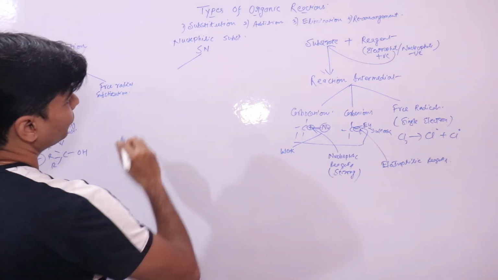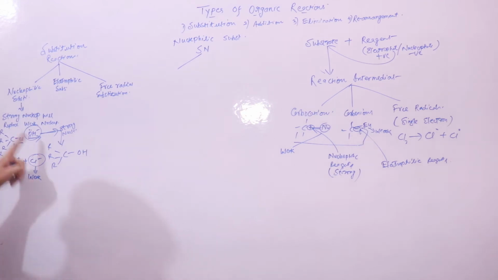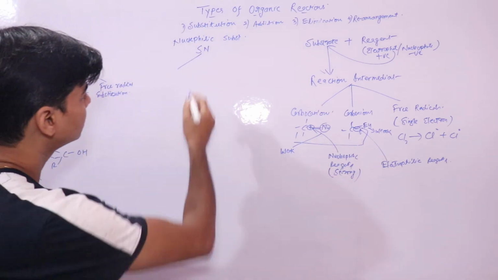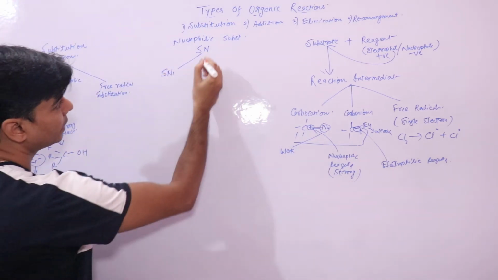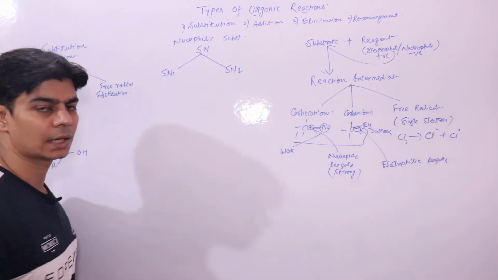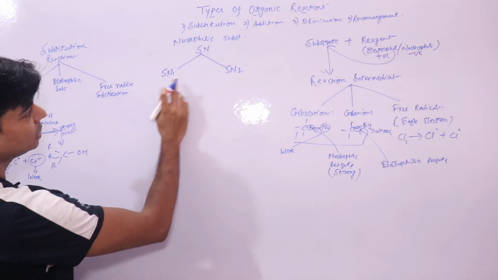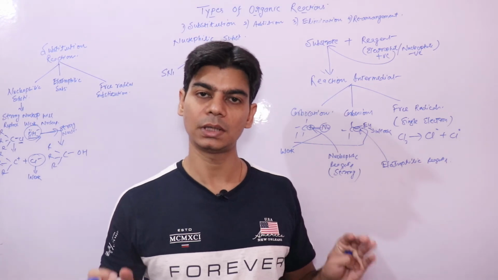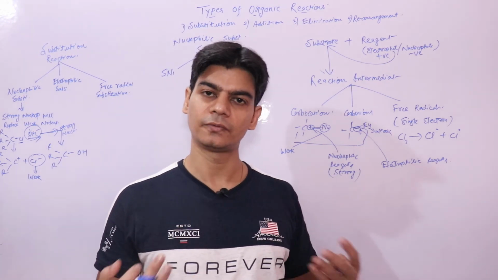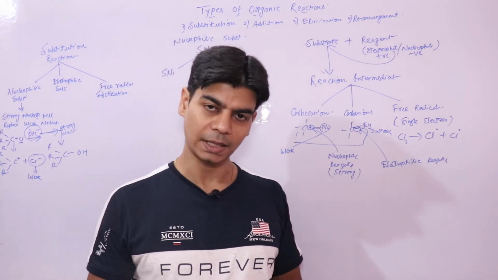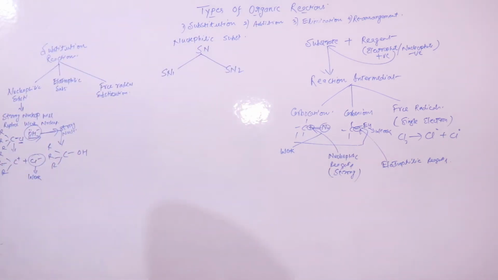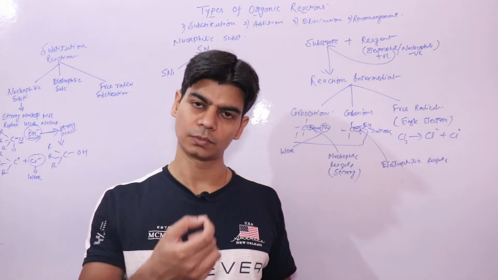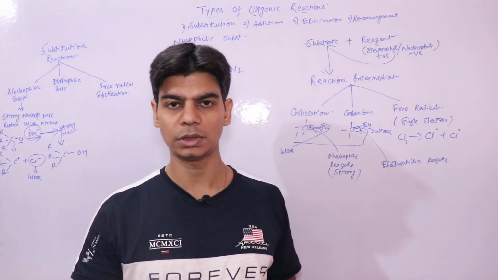Now if the order of reaction is 1, then it is your SN1 reaction. And if the order of reaction is 2, it is your SN2 reaction. So these substitution reactions are SN1 and SN2 depending on whether the reaction is of first order or second order. By first order and second order we mean whether the reaction depends on the concentration of a single substrate or single reactant, or both the reactants.